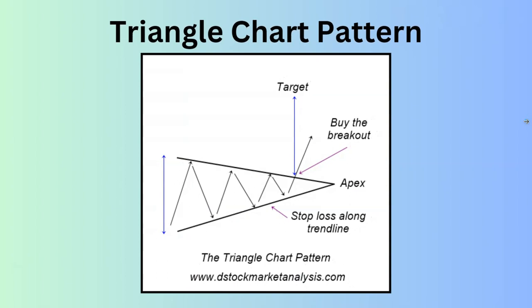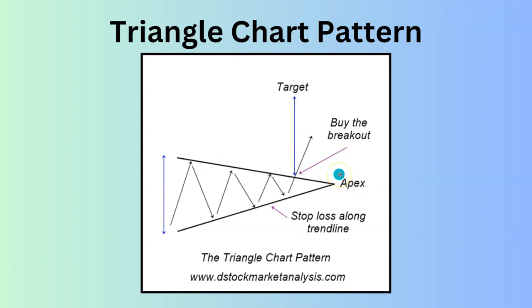Now the next pattern we're going to learn is the triangle chart pattern. This triangle chart pattern is actually about the same as the ascending triangle. The difference is that the upper trend line slopes lower, and the lower trend line slopes higher. So it's also a volatility contraction pattern. You remember the ascending triangle, the highs are about the same, right? But in the triangle, the highs go lower and the lows go higher. So you can draw a trend line, connect them, and this is a triangle, and this is the apex.